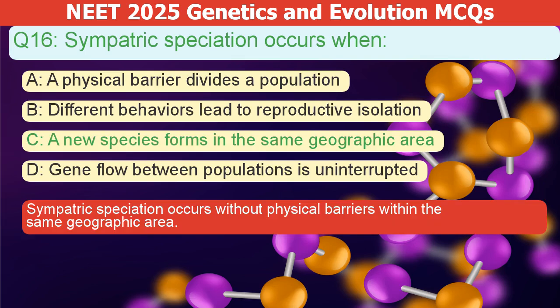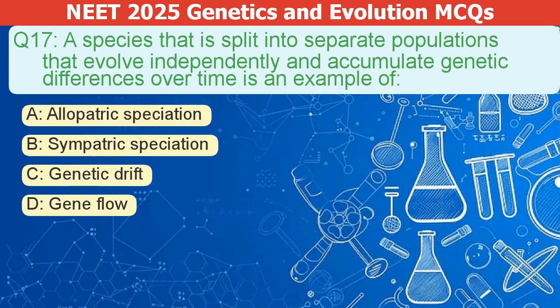The correct answer is C. Sympatric speciation occurs without physical barriers within the same geographic area. A species split into separate populations, evolving independently and accumulating genetic differences over time, is an example of A. Allopatric speciation. B. Sympatric speciation. C. Genetic drift. D. Gene flow.